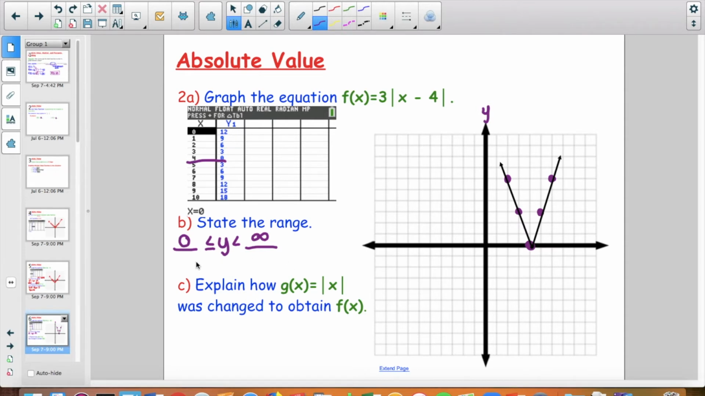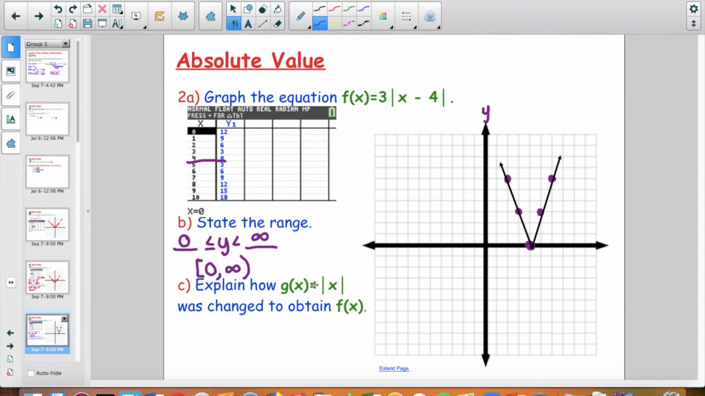Now another way to write this is with the parentheses or the brackets. Remember, brackets means the point is included. So 0 would be included, and you use parentheses when the point is not included, such as infinity, because you can never equal infinity. Okay, so that was part B.